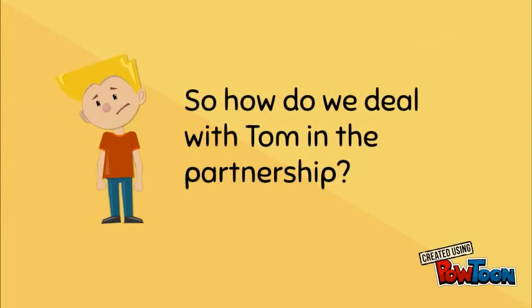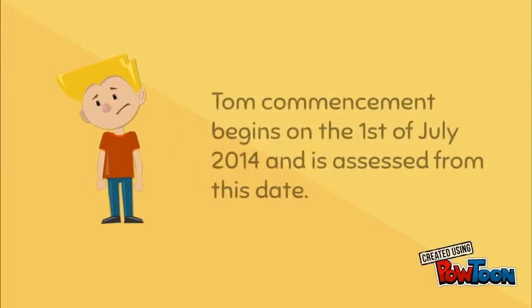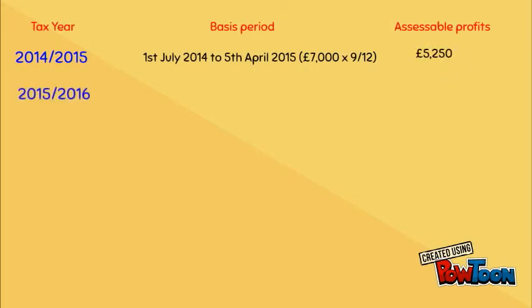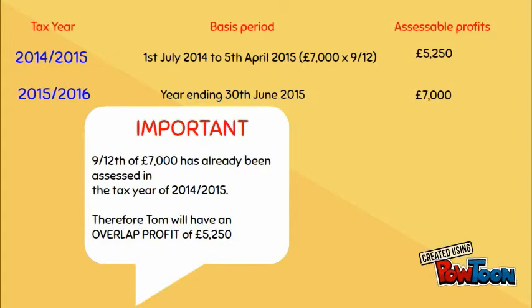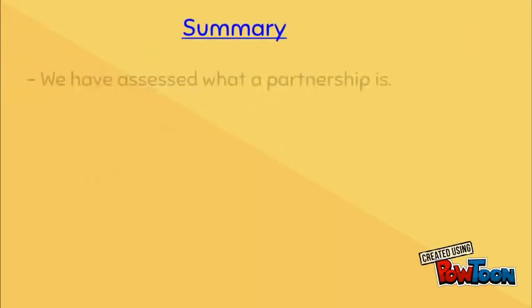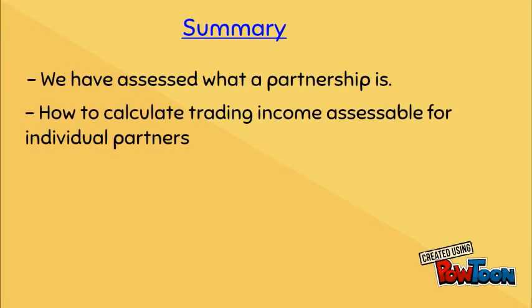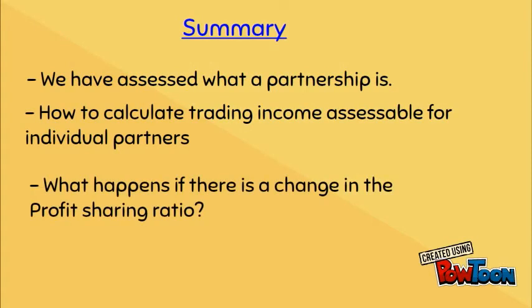So, how do we deal with Tom in the partnership? Well, his commencement begins on the 1st of July 2014 and therefore he is assessed from this date. Once again, Tom receives an adjusted tax profit of £7,000. However, 9/12 of it has already been assessed in the previous tax year. Therefore, he'll have an overlap profit of £5,250.